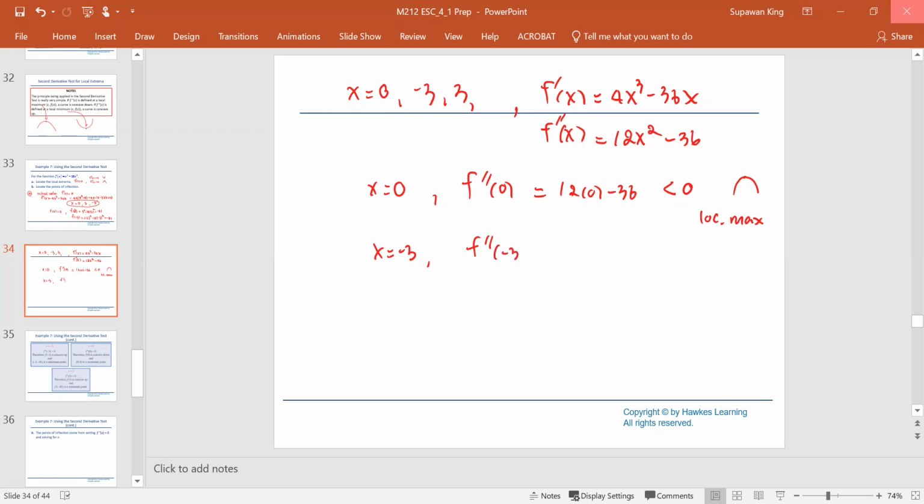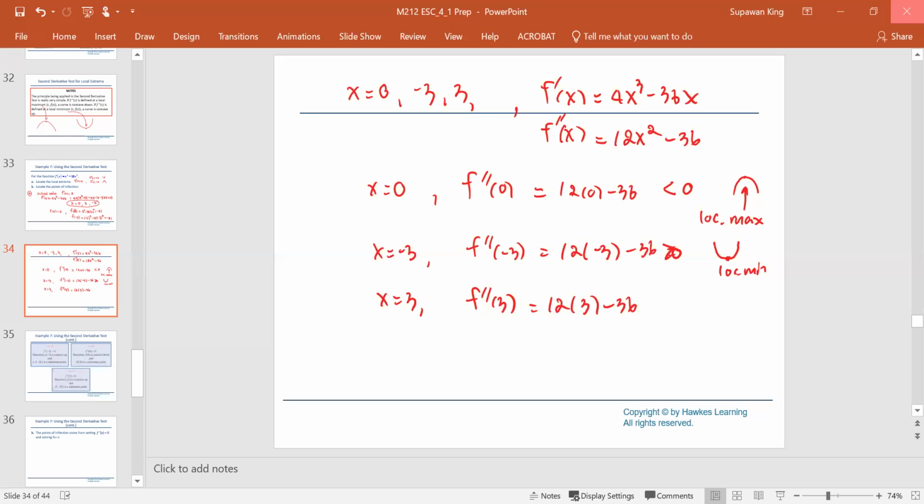At x equals negative 3, f double prime at negative 3 equals 12 times 9 minus 36, which is positive 72, greater than 0. Greater than 0, the graph is concave upward, and the point x equals negative 3 will give you the local minimum. For x equals 3, f double prime at 3 equals 12 times 3 squared minus 36, which gives the same value.